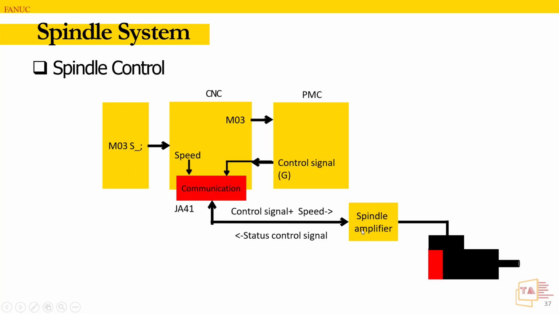Now the spindle amplifier will execute the control and speed signal from CNC. It will apply it to the motor with the help of an electrical signal. Then the spindle amplifier will again tell the status of the spindle motor. If we are giving 1000 rpm to the drive, then it will give some status control signal: now the spindle is rotating at 1000 rpm. Like that, it will give the control signal to the CNC. Now the CNC will run without any alarm. Okay, the spindle is okay, it is running without alarm. So this is a basic spindle control.